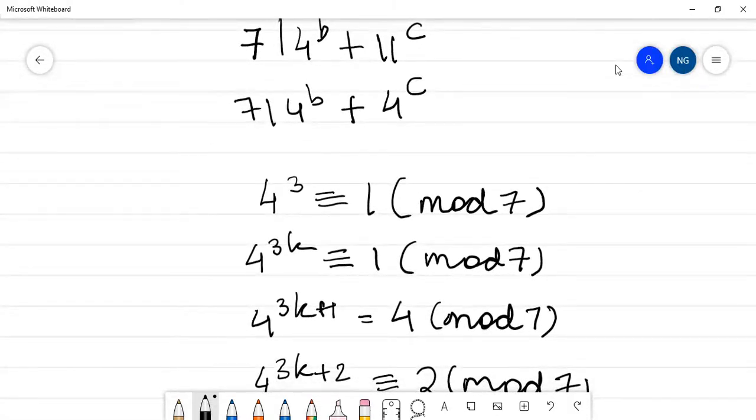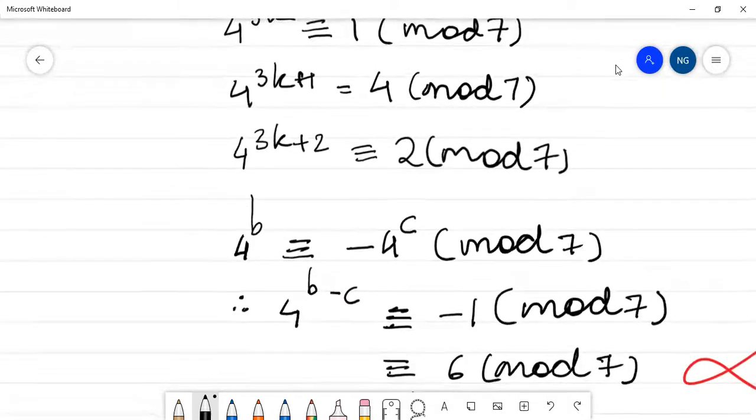So 4 cubed is equal to 1 mod 7, which means that 4 raised to 3k is equal to 1 mod 7, which means that 4 raised to 3k plus 1 is equal to 4 mod 7, and 4 raised to 3k plus 2 is equal to 2 mod 7.